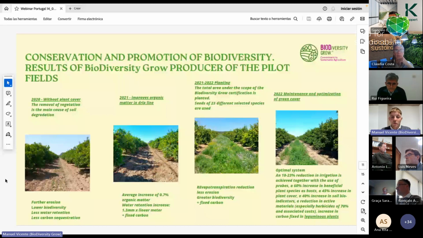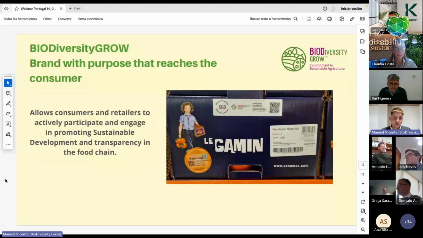This is an example of the use of the logo in one of the products that a company has in BiodiversityGrow. They can use the logo, and of course the final consumer can have a traceability of the product that they are consuming, which means better transparency in the whole food chain.